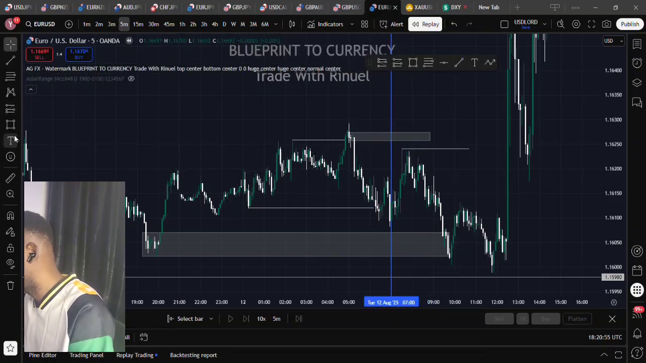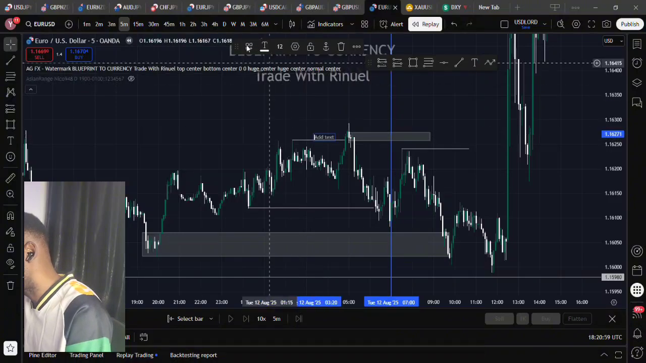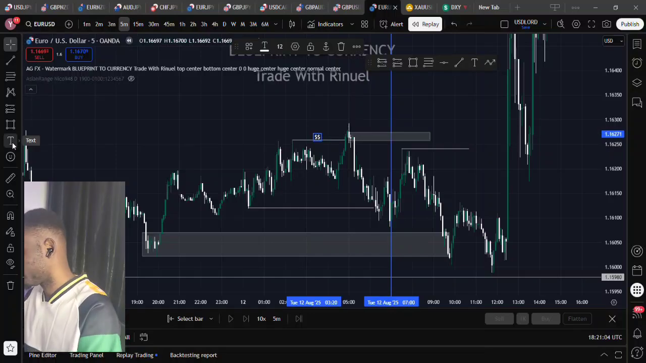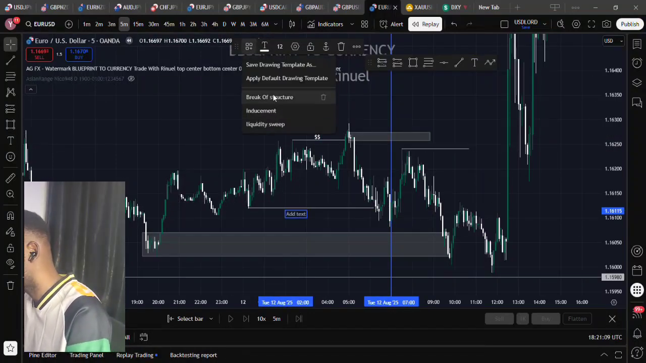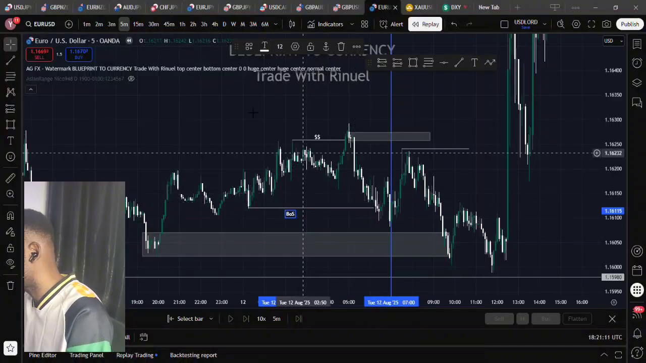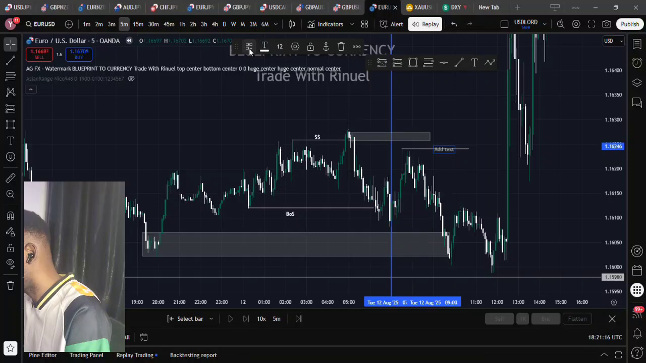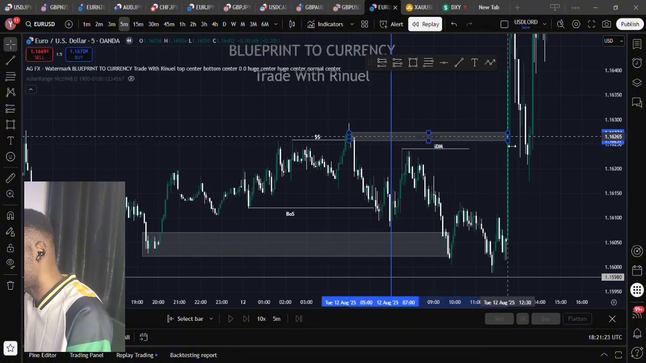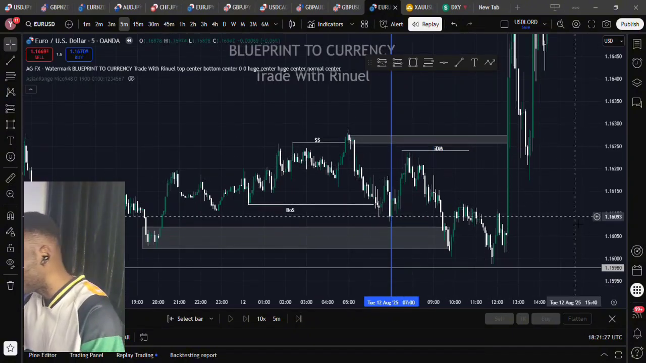So let me label them. So liquidity sweep, then here break of structure, then here inducement. That was the first thing I noticed, inducement, IDM. So I extended this zone like this, so I marked out this zone and I was observing EURUSD.